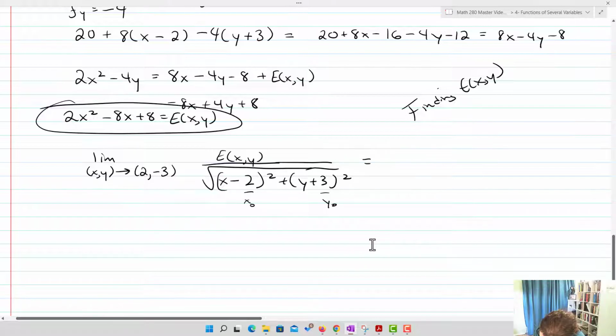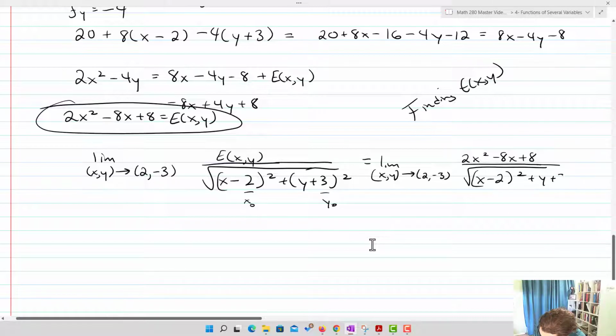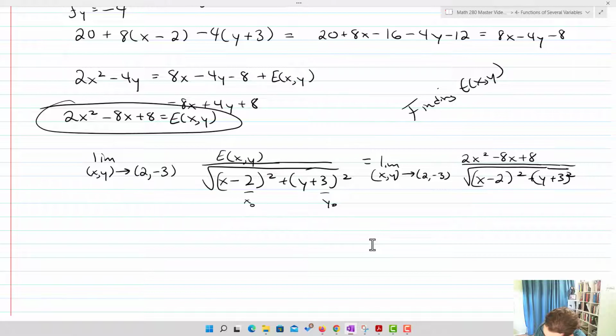And this is then going to be the limit as (x, y) approaches (2, -3). And e of xy is going to be then 2x squared - 8x + 8 divided by the square root of (x - 2) squared plus (y + 3) squared. Okay? And there we go. So we're looking for a limit, right?